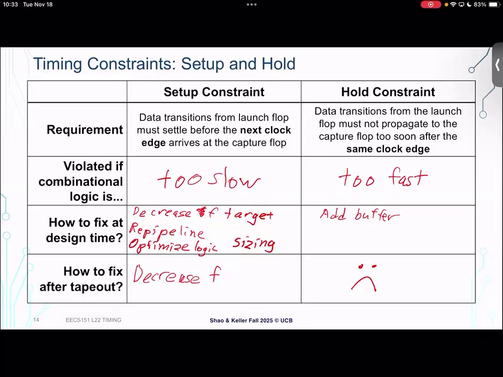Okay, one more question. Yeah, you could think about repipelining could help with this as well. If you had an imbalanced pipe stage where you're doing a lot of work and then very little work, you could rebalance it so that both pipe stages are doing some work. But the most common fix is to just add buffers.